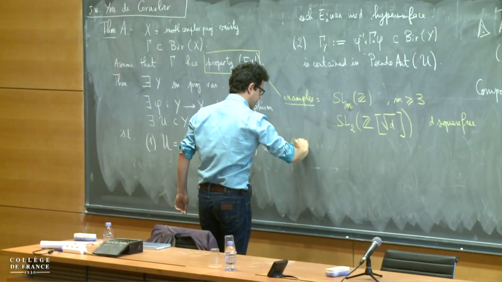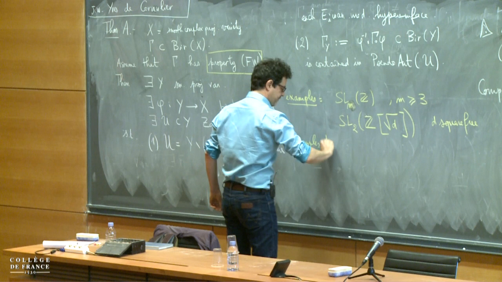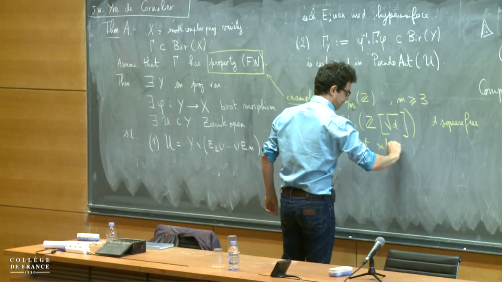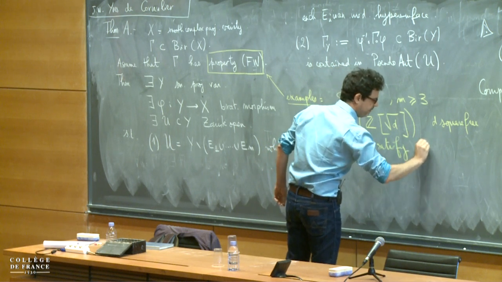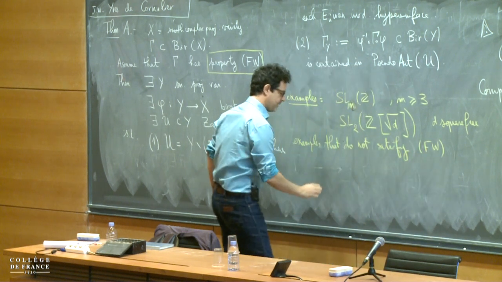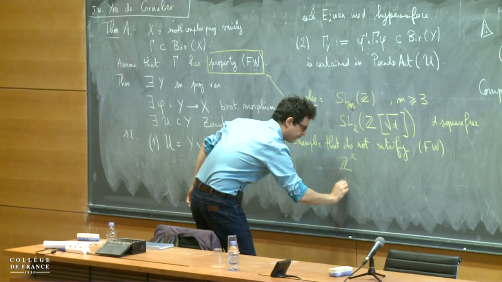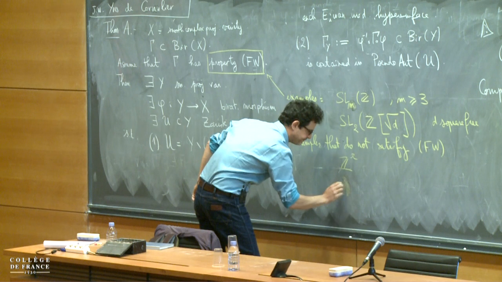Examples that do not satisfy this property FW are abelian groups or free groups.